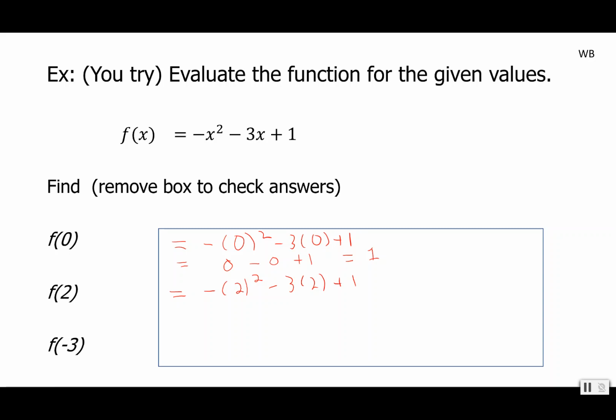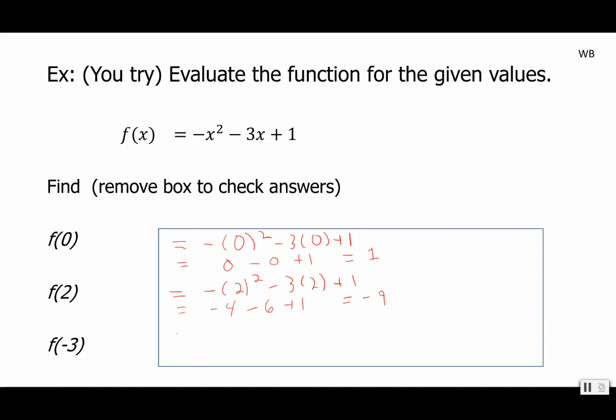So for the first one, notice I'm squaring 2, not negative 2. So 2 squared is 4. The opposite of that is negative 4. Minus 6 plus 1, and that gives us negative 9. Once again, 2 was the x value, negative 9 is the y value.